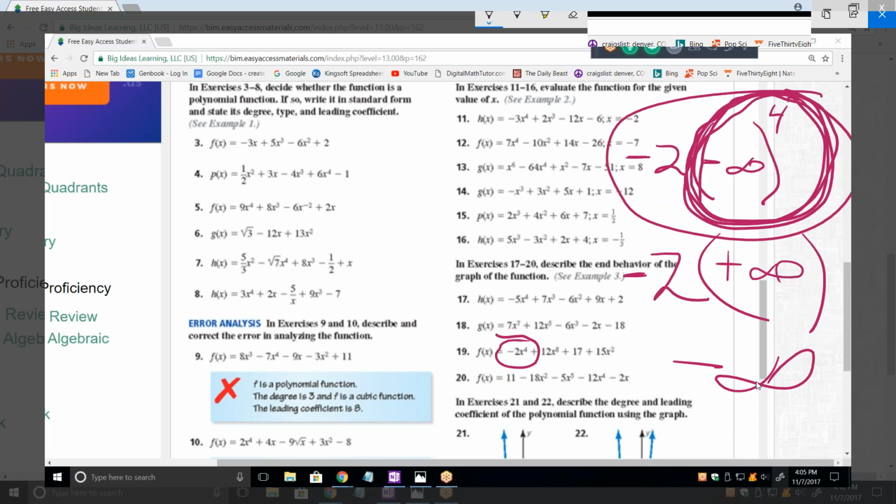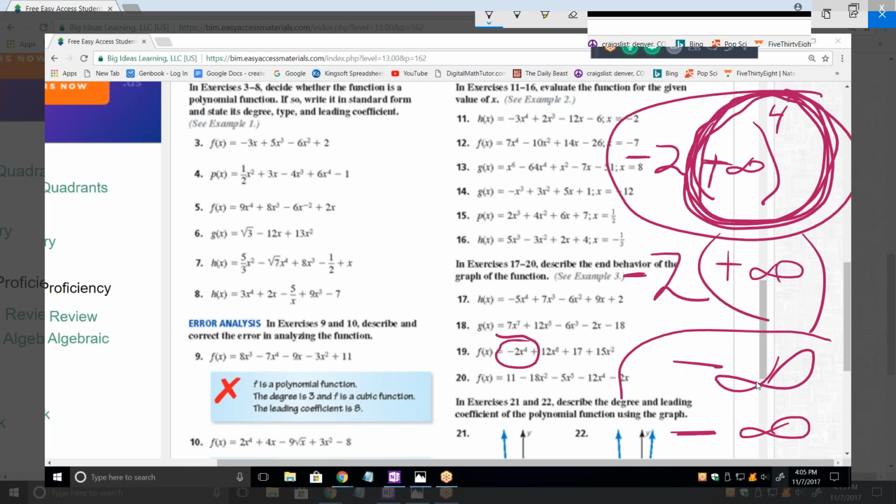Now, let's go back. Plug in positive infinity instead of negative infinity. What's the inside become? What's positive infinity to the 4th power? Still positive infinity. And what's positive infinity times minus 2? Negative infinity. So both end behaviors are negative infinity.